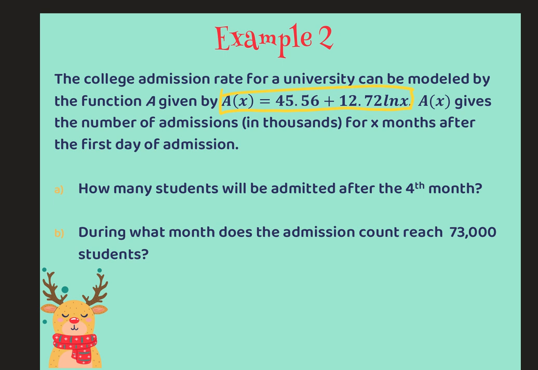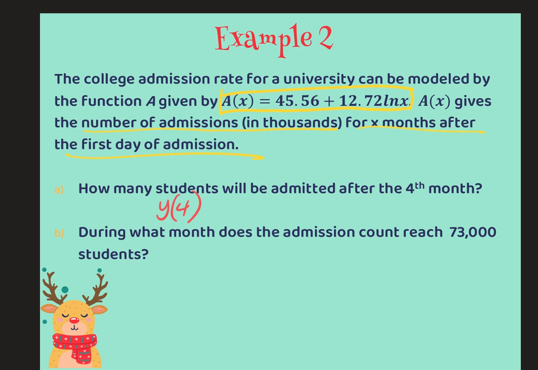What does x represent? Months after the first day of admission, okay? And your output is the number of admissions or the number of people, right? Because it would be people in thousands. So A says how many students would be admitted after the 4th month? Is 4 our X or our Y? That's your X. So we're going to make our X of 4.